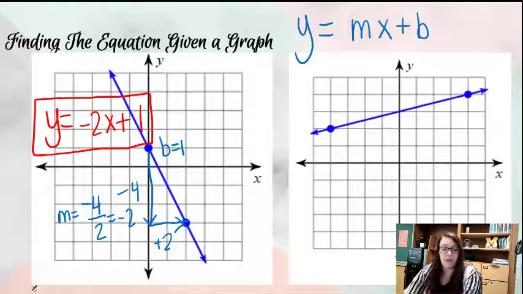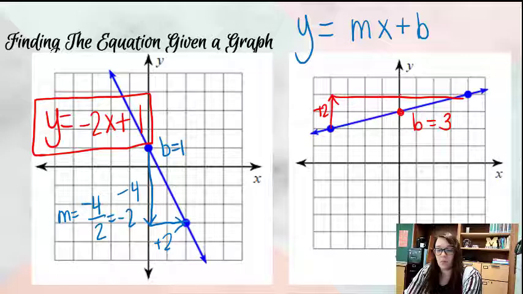Let's try the next one. Let's first find our y-intercept. It is right here. So there's my point, b equals 3. And then I rose 2. And I ran 1, 2, 3, 4, 5, 6, 7, 8. So my m was rise 2, run 8.